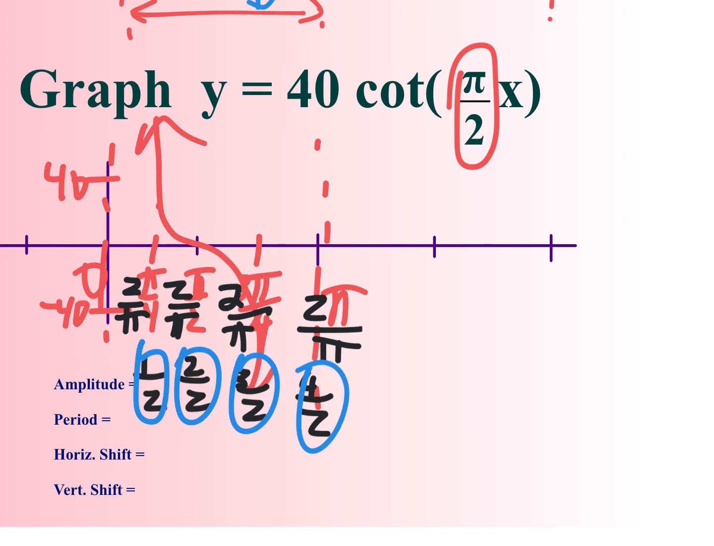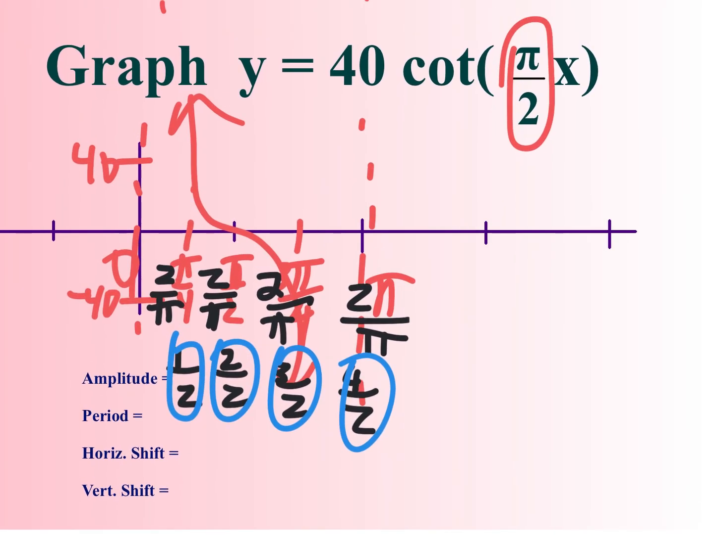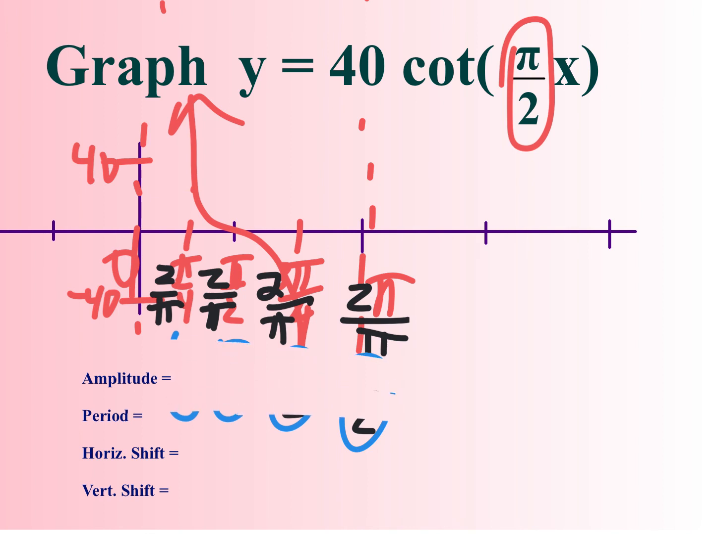Raise your hand if you feel like you'd have got that marked right on the test. Okay, good. Then there's the amplitude, the period, and the horizontal shift, which is also known as the phase shift. Let's talk those through.